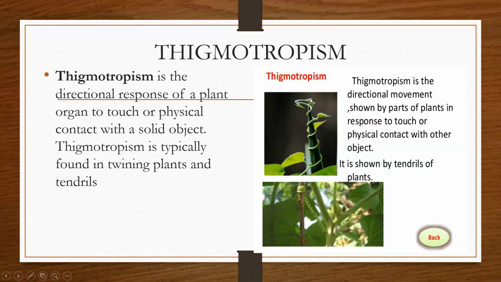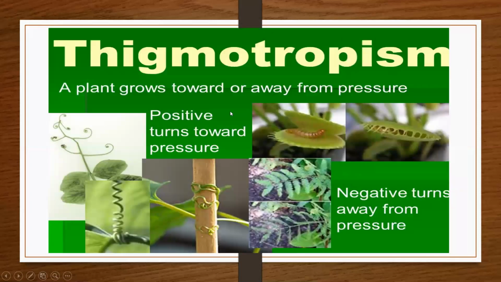Stimulus is perceived by these tendril tips, and then it is transmitted right to the basal part. In this way, the entire tendril becomes sensitive to the stimulus. After receiving the stimulus, the tendril starts twining around the support. That means in thigmotropism, here what we see is twining of tendrils around the support. And you also have negative thigmotropism, turning away from pressure.